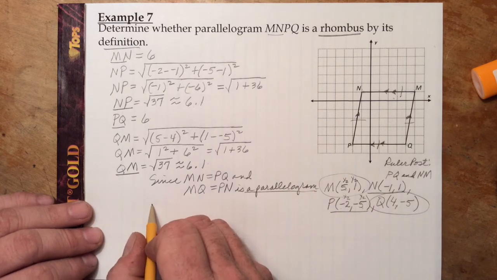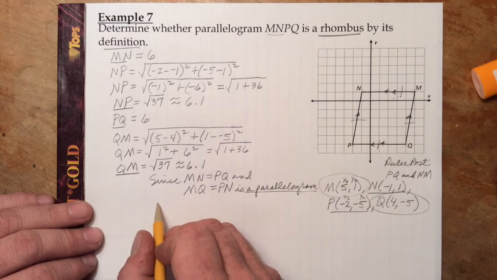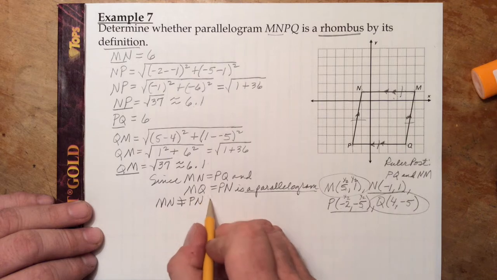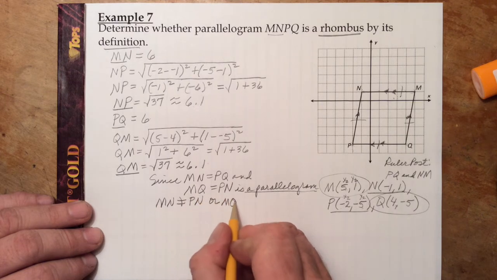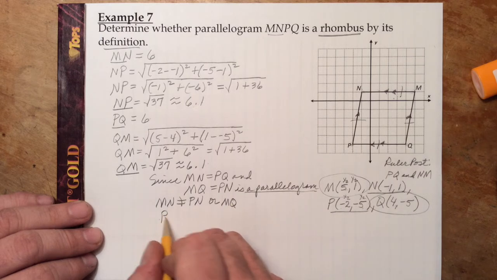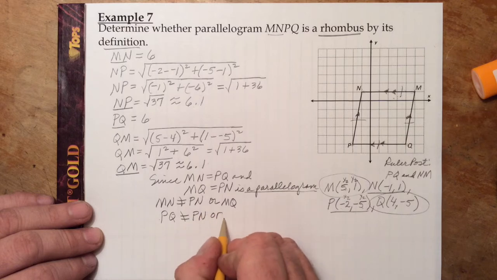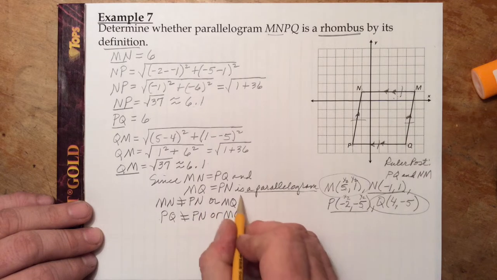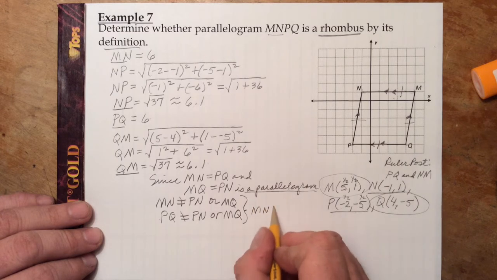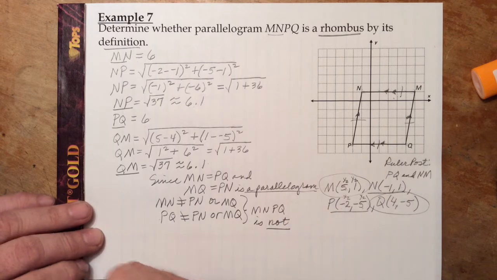And then we need to state why it's not a rhombus. So, however, since MN doesn't equal PN, or MQ, and PQ doesn't equal PN or MQ, we determine that MNPQ is not a rhombus.